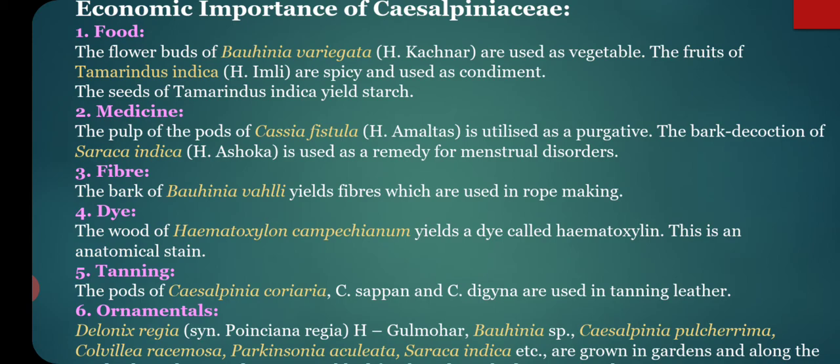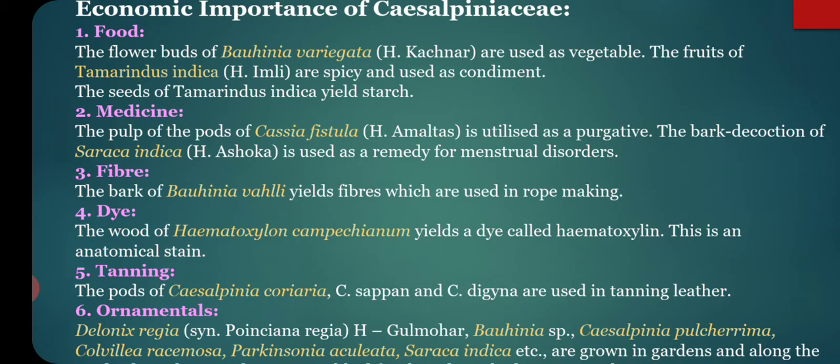Then dye, it's a most important economic importance. That is, a dye yielding plant is there. The wood of Haematoxylum campechianum yields a dye called haematoxylin. This is an anatomical and also a cytological stain. It is not written here.